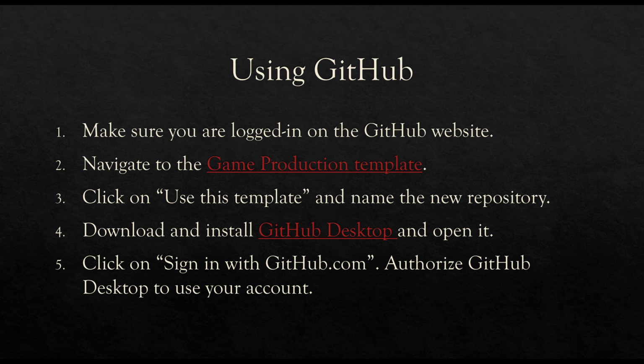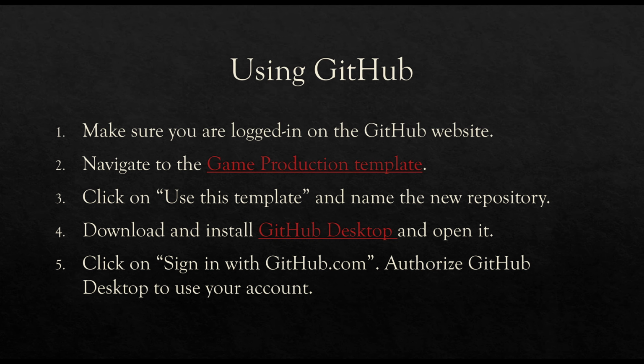For step 3, we're going to click on use this template and then name the new repository we're going to create. Step 4, if we don't already have it, we want to make sure we download and install GitHub Desktop, and then we're going to open it. Using GitHub Desktop, we're then going to sign in with github.com, and we're going to authorize GitHub Desktop to use the GitHub account. I'm going to pause right here and walk through these 5 steps and show what it looks like using the tools themselves.